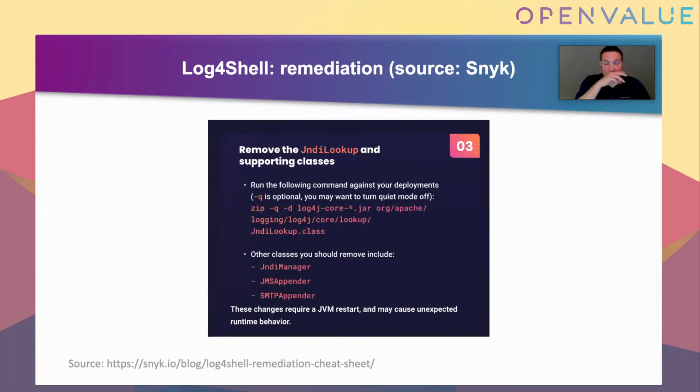What you can also do, if you're for example not able to upgrade to 2.16, is remove the JNDI lookup and supporting classes from your jars. So you can manually patch the Log4j core jar and remove the JndiLookup class there. There are also other classes that you should remove, like the JndiManager, JMS appender, and SMTP appender. And once you remove those, you need to restart your JVM to make sure that the jar file is loaded again by the class loader. It may obviously cause unexpected runtime behavior because a class is missing there.